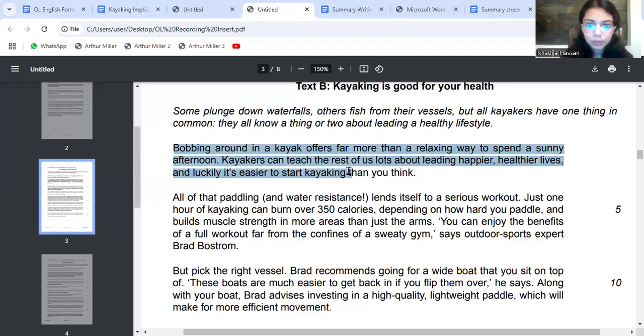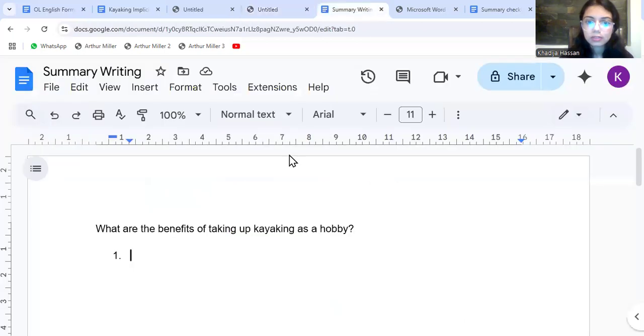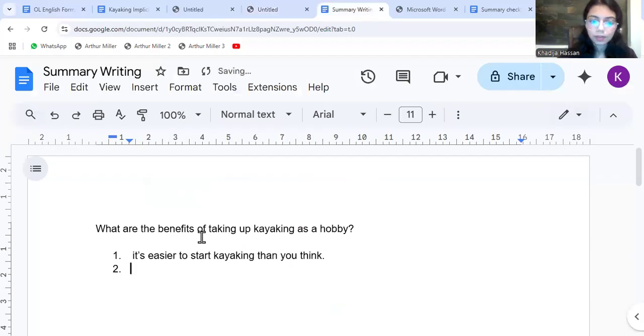All right, I personally don't see any point here. Kayakers can teach the rest of us lots about leading happier, healthier lives. Hmm. I don't think that this would be a point. I do, however, think that this will be a point. It's easier to start kayaking, new things, so it's easy to start. That's a benefit of taking it up.